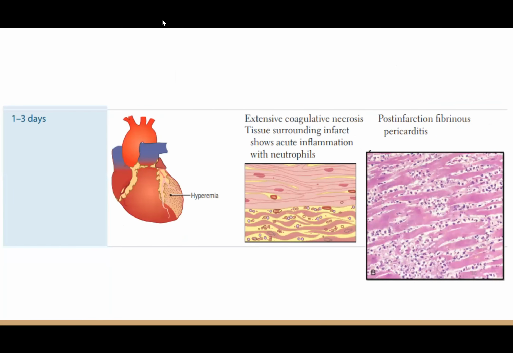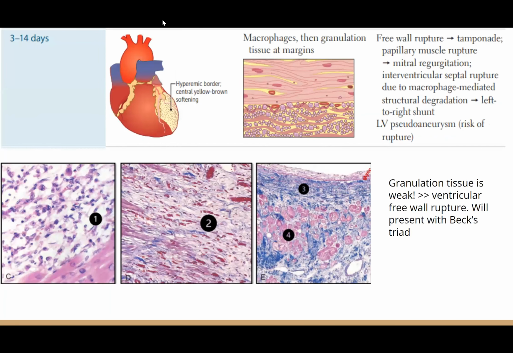Then 1 to 3 days, you still have extensive coagulative necrosis. You get a lot of neutrophilic infiltration. What can happen here? You can get a post-infarction pericarditis right here. This is just an overwhelming amount of neutrophils coming in at 1 to 3 days. And then the neutrophils are cleared by macrophages, and you get granulation tissue.